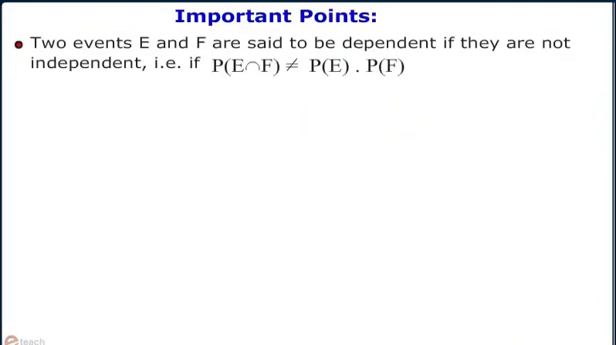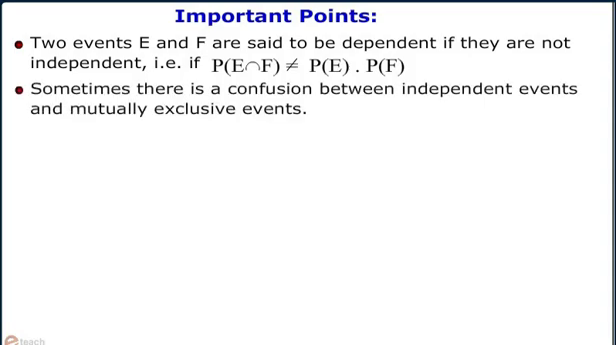Important points. Two events E and F are said to be dependent if they are not independent. That is, if probability of E intersection F is not equal to probability of E into probability of F.